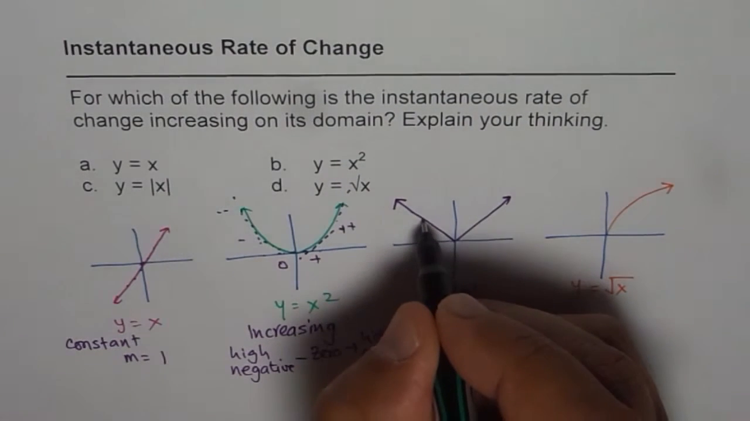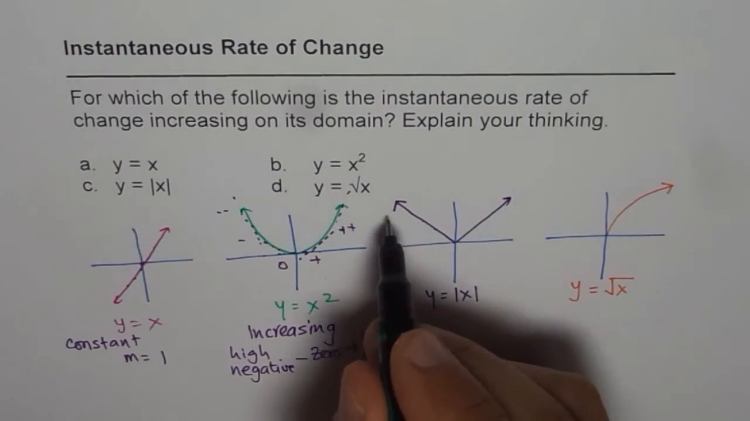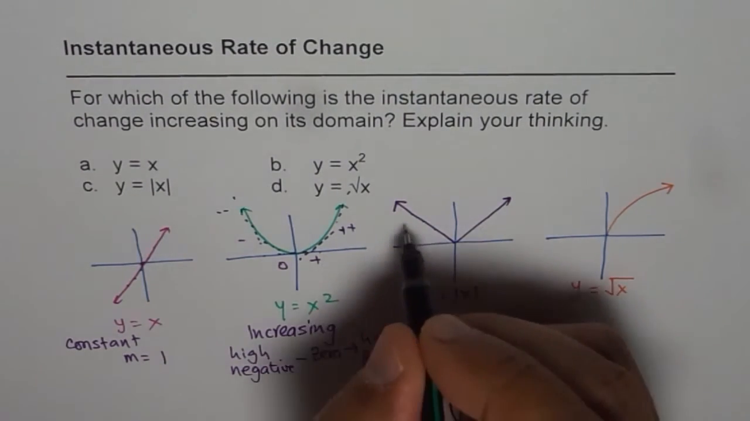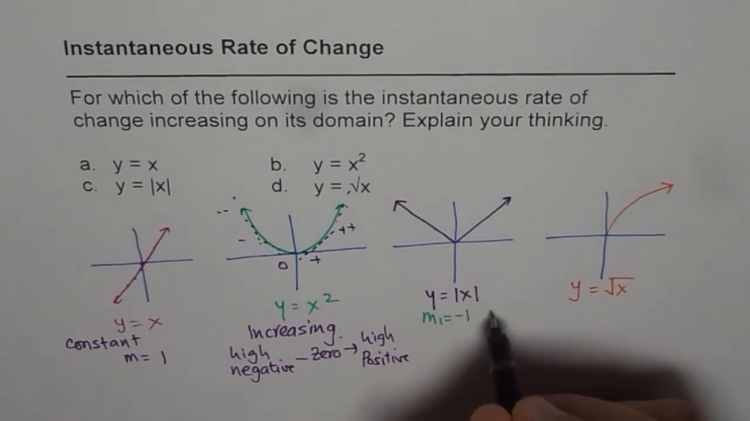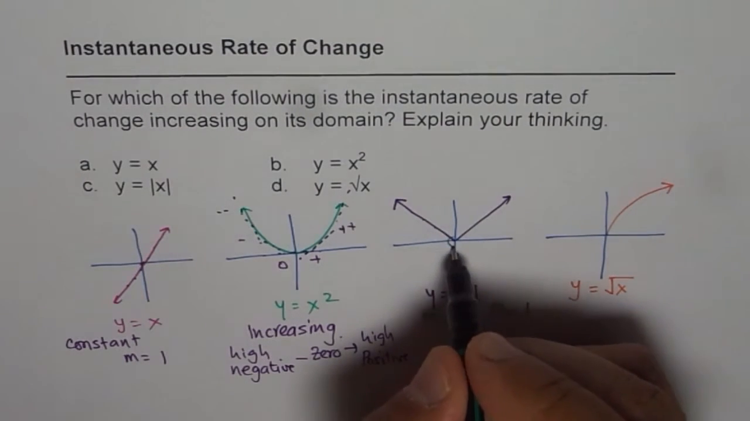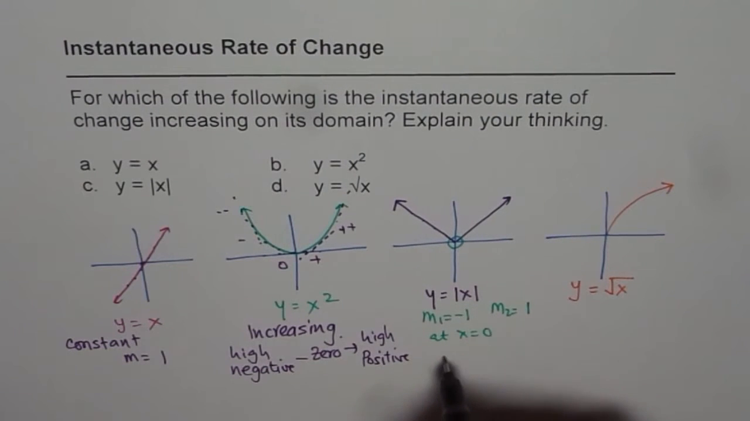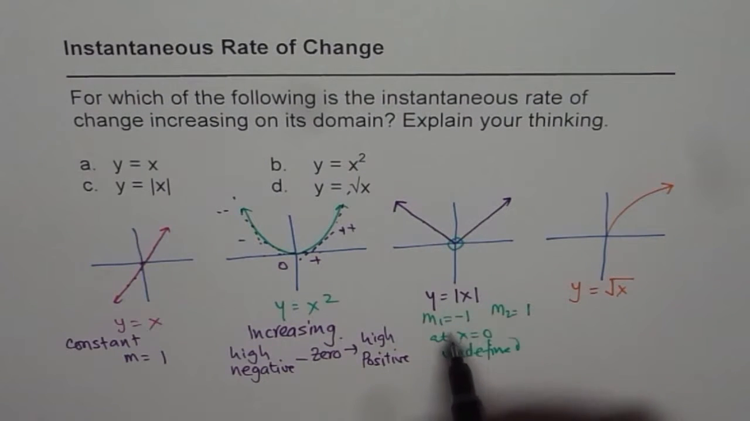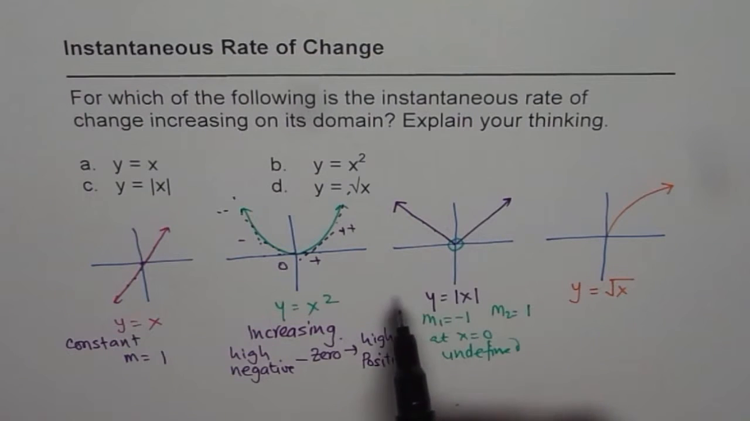If you take any point on the left side, then it is -1, right? So on this side it is -1. On the right side it is +1, right? And at this point it is undefined. So at x equals 0 it is undefined. So it is not always increasing, it is kind of constant on either side with undefined in between.